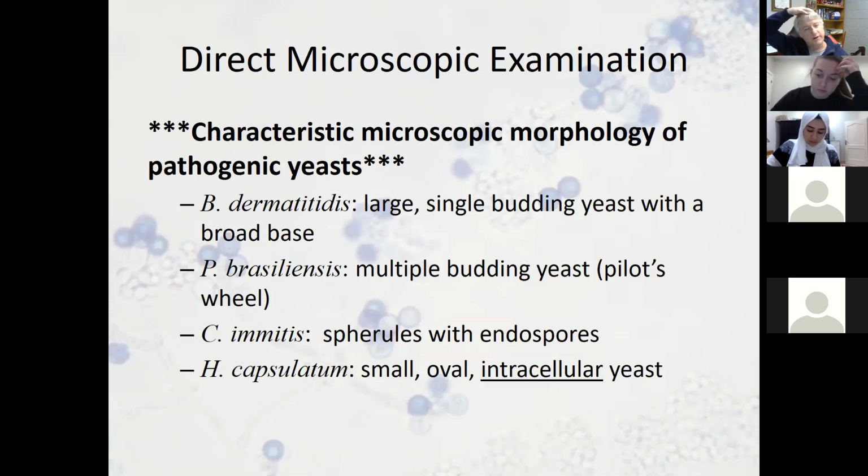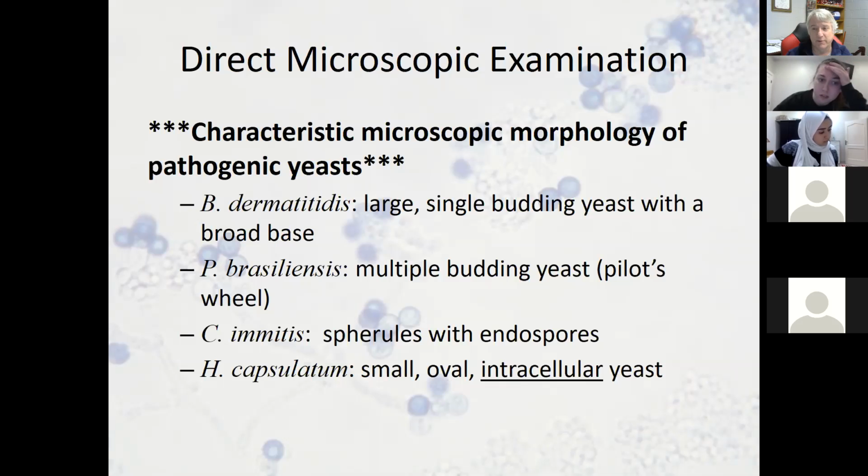So I need 4 volunteers, 4 that have been studying their slides. So we see dermatitidis here, large single budding yeast with a broad base. And what does the B stand for? Blastomyces, yes. Blastomyces, that's on our list. That's number 76, our slide there. Then we have brasiliensis.